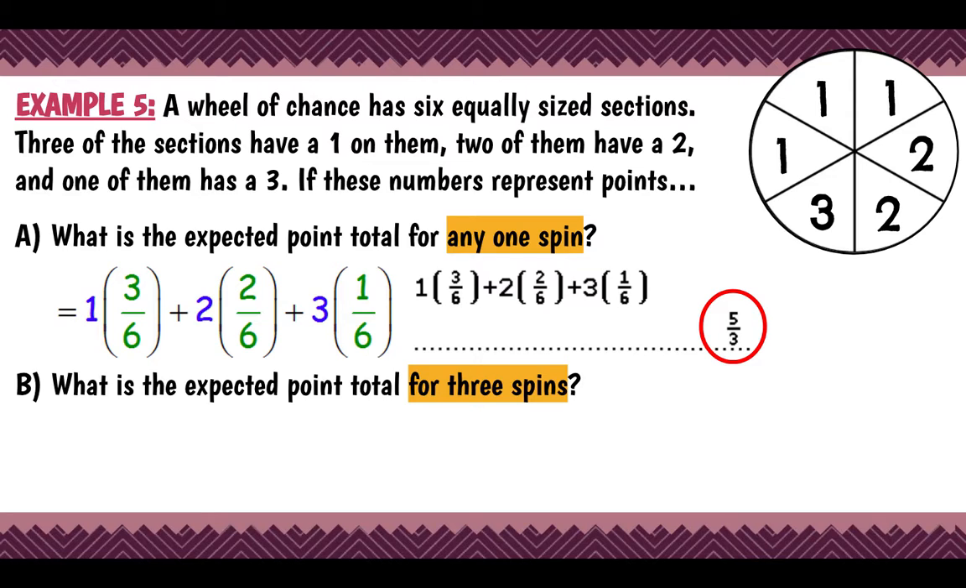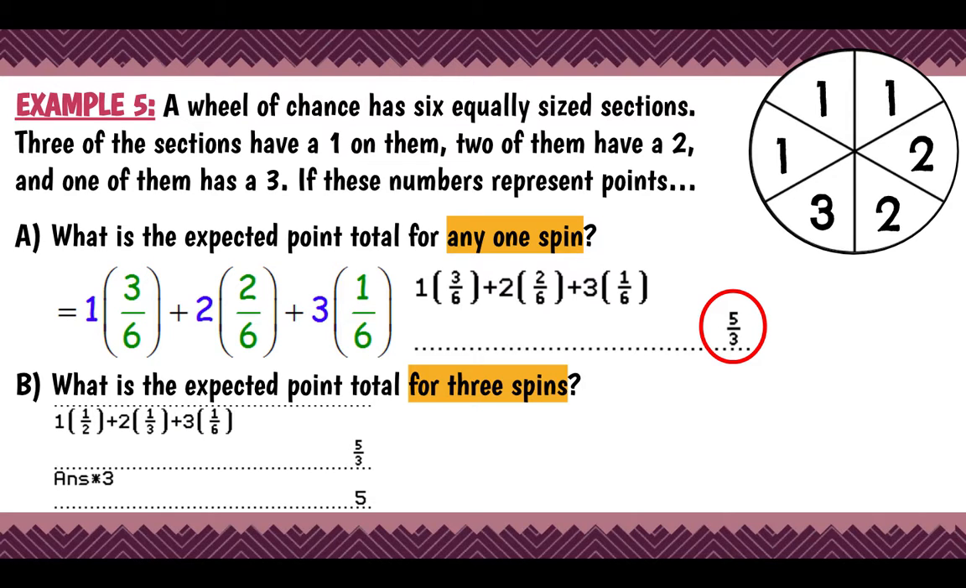So again, that's the expected point total for any one spin. If you spin it 3 times, well, if one spin is 5/3 and I'm going to do that 3 times, hopefully you found a total of 5 points in 3 spins. Again, on average, so be very, very careful.